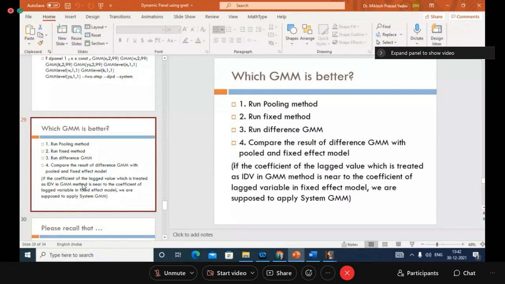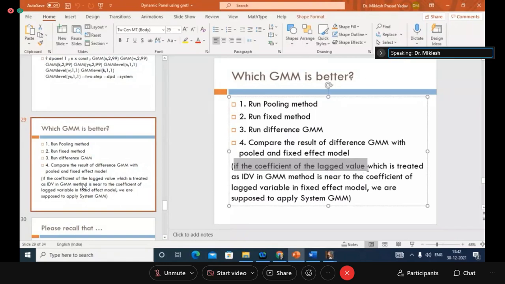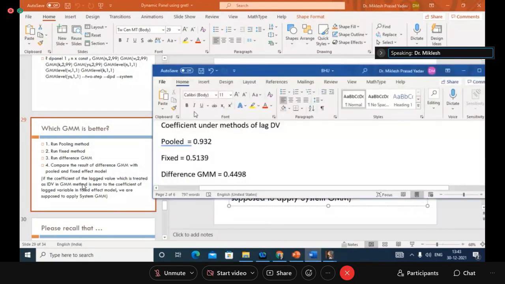If the coefficient of the lag value, which is treated as IDV in the GMM method, is near to the coefficient of the lagged variable in the fixed effect model, we are supposed to apply system GMM. Again, I'm repeating. It means if we have created the difference GMM, can anybody tell me whether the coefficient under this difference GMM is near to fixed or pooled?